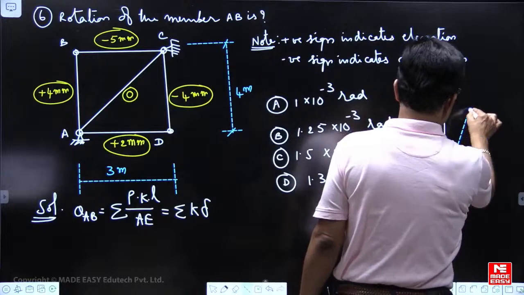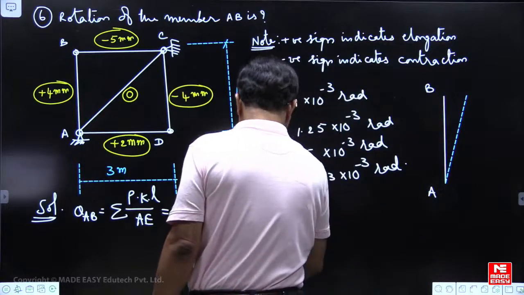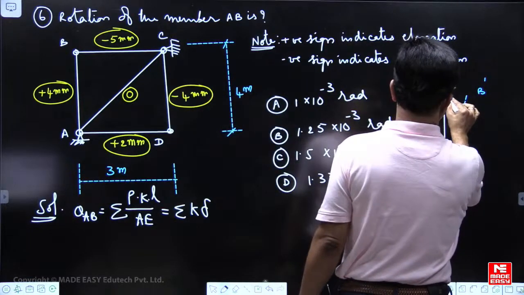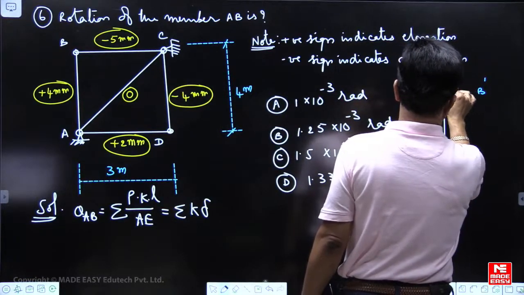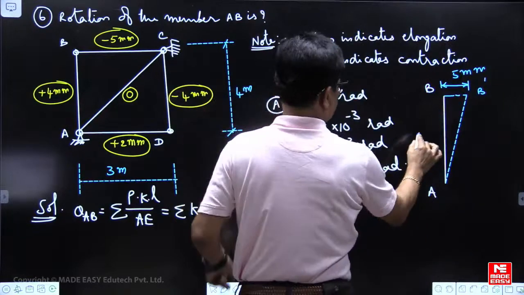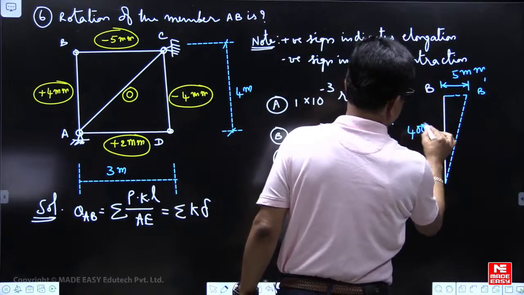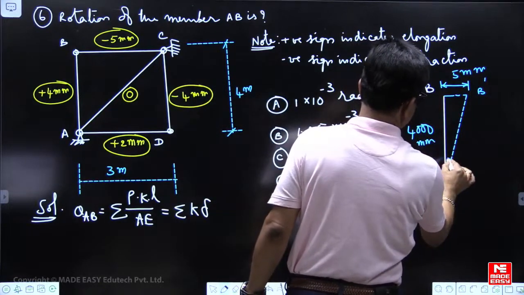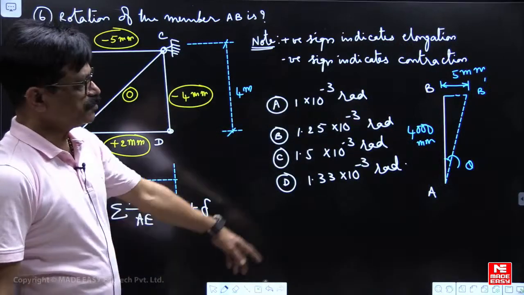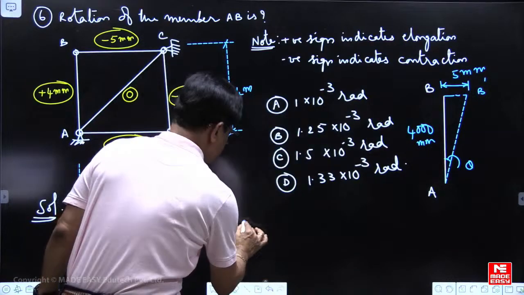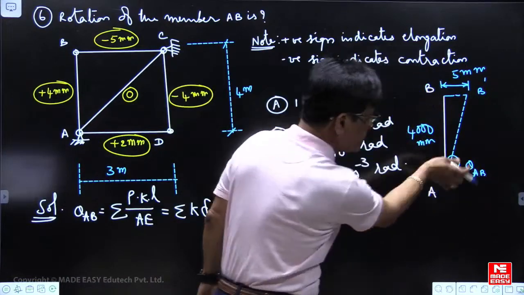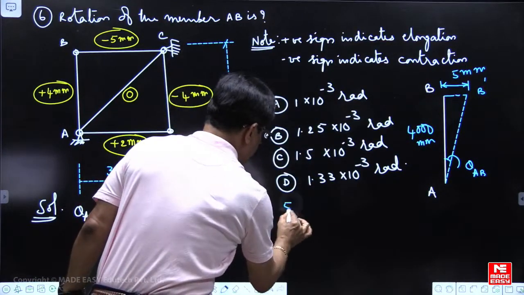This cannot move, only this moves. B will go to B dash. This length is 5 mm. AB length is 4 meters, which means 4000 mm. Theta AB. So what is theta? Theta for the member AB. See, it is rotating clockwise. Opposite side by adjacent side.